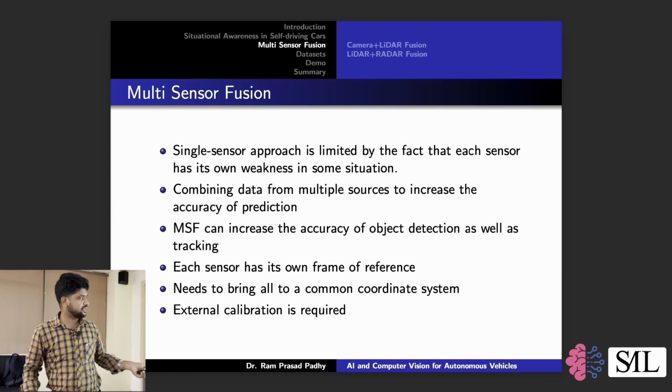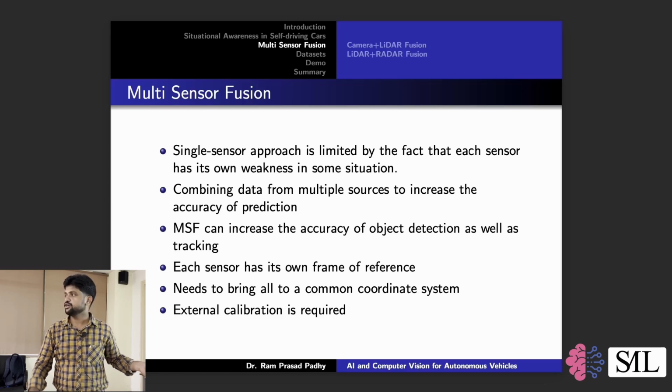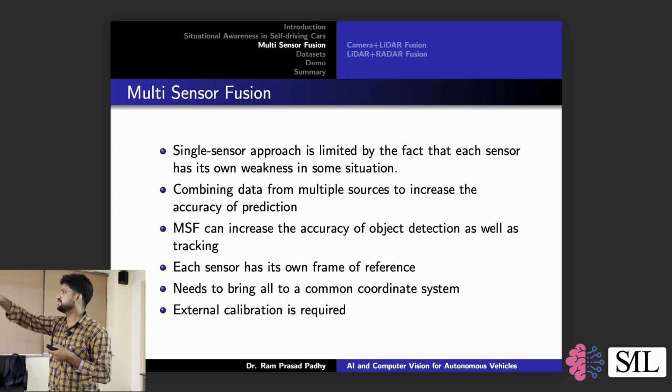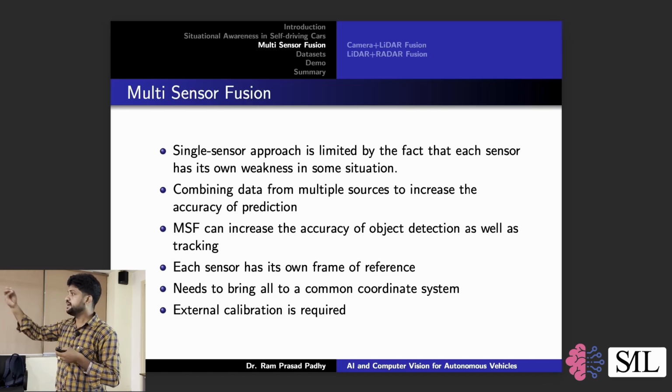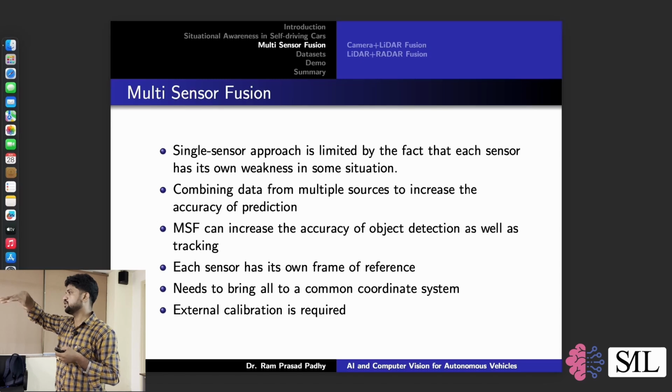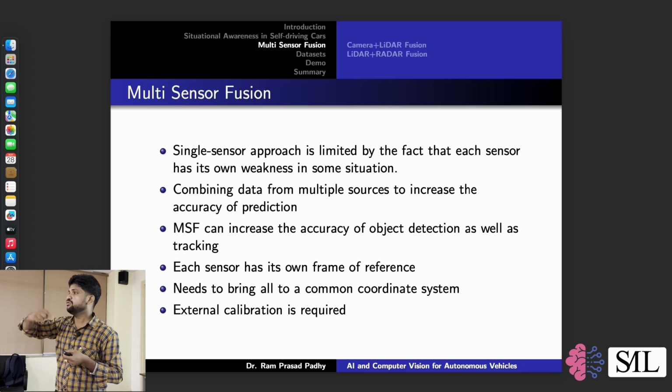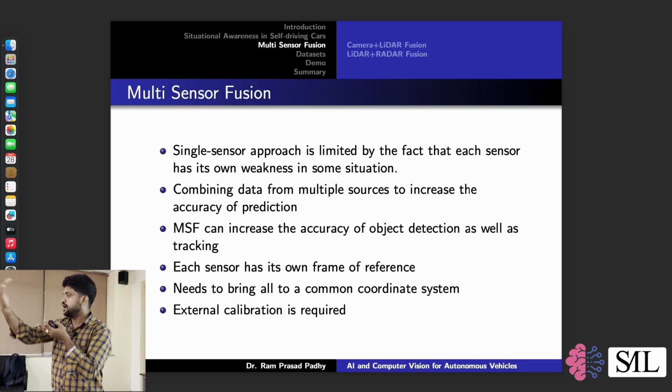Again, there you will find that another optimization criterion is required: external calibration. Because when there is only one sensor, you just have to calibrate that sensor. But when there are multiple sensors, placed at different places on the autonomous vehicle, the question is how to transform the frames of reference.